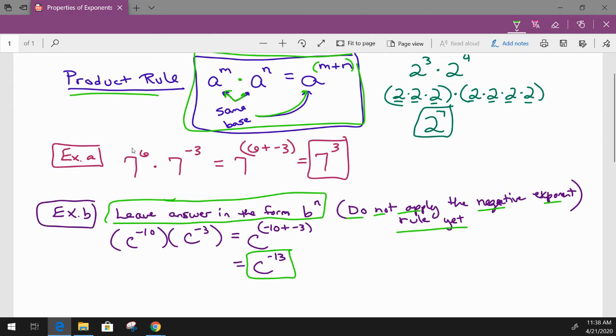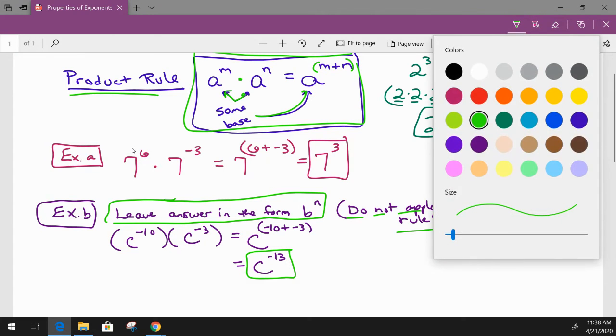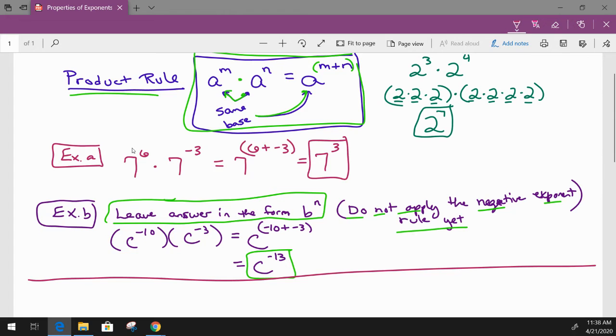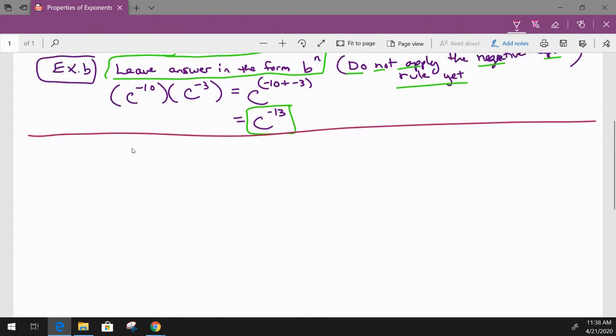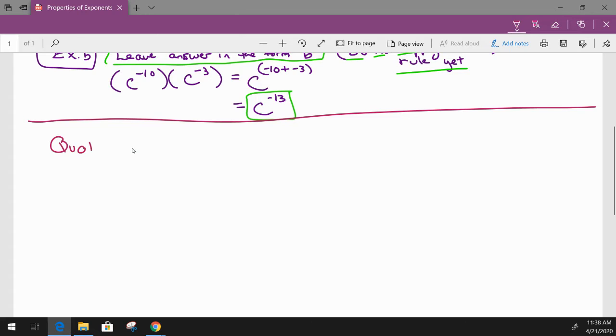Okay, so now let's look at the quotient rule. The quotient rule is what you use when you are dividing. So your quotient rule basically says this: if you have a to the m power over a to the n power, instead of adding, you subtract. So when you're dividing, you actually subtract the exponents, the top minus the bottom. So the exponent on the top minus the exponent on the bottom.